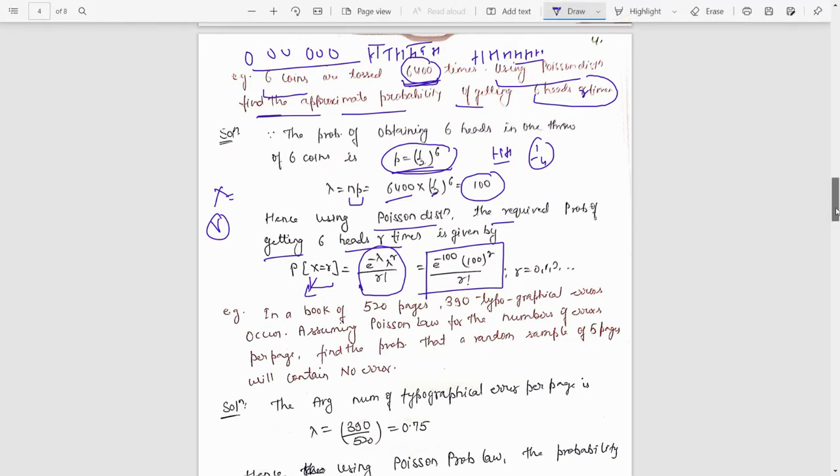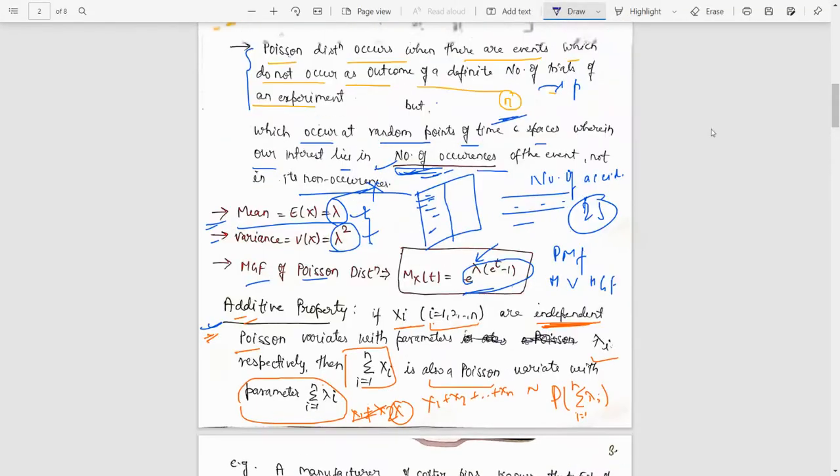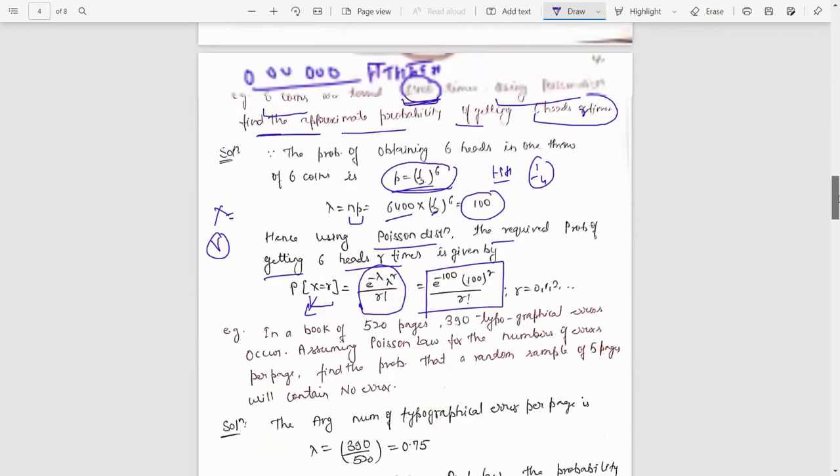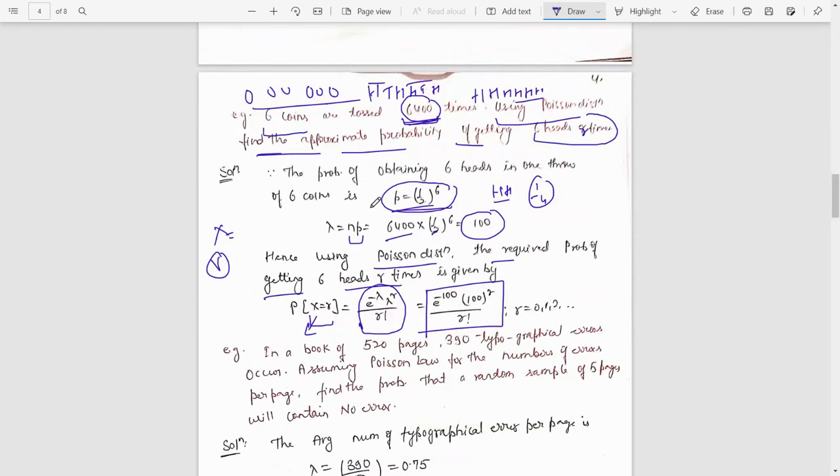Okay, so I told you that in the Poisson distribution you have to specifically keep in your mind the number of occurrences. What is the number of occurrences? Like in the first case we saw that x is the number of defective pins. So what is the occurrence there? The number of defective pins. In this case, what is the occurrence? The number of times we get six heads when we are tossing six coins together. So you have to keep in mind the number of occurrences.